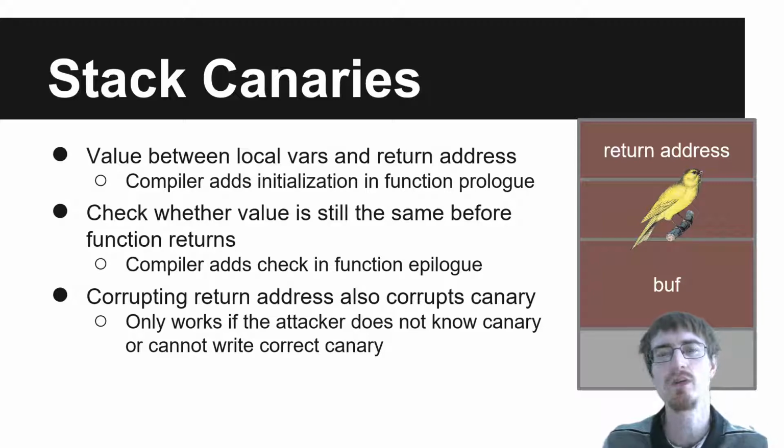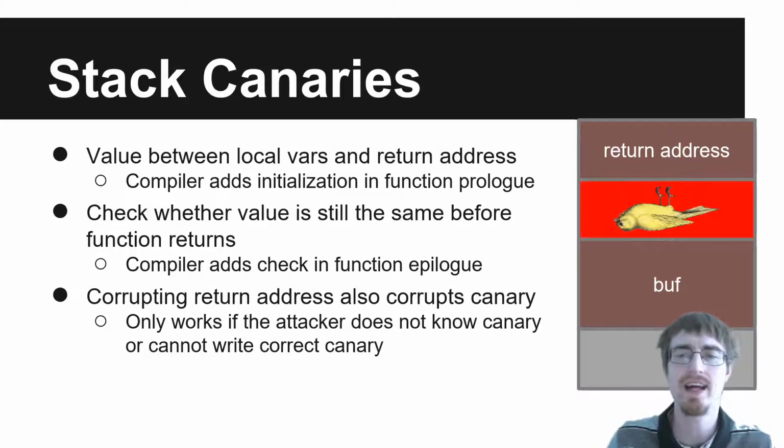Now what they would do is they would bring a cage with a canary inside. The canary would be more vulnerable to the toxic fumes than the miner was. So if at some point the canary dropped dead, that would be a good reason to quickly get out of the mine. This is exactly how these canaries are also used here. In the function epilogue, the compiler adds a check to see if the canary is dead or it has survived.